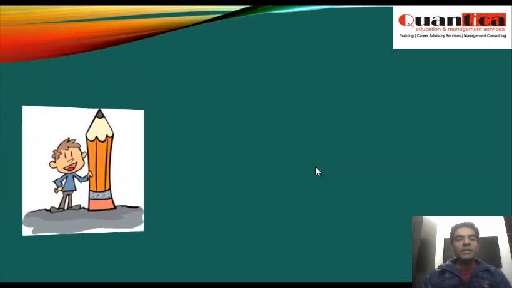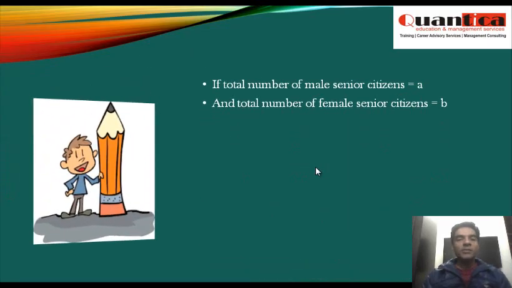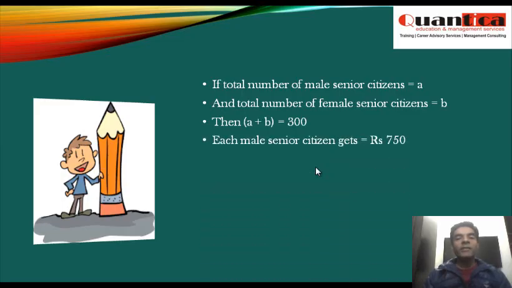Let's assume that the total number of male senior citizens is A, and the total number of female senior citizens is B. So it is given that male plus female senior citizens, which is A plus B, is equal to 300. So that's the first equation that we have got. Now it is also given that each male senior citizen gets 750 rupees as a donation, and each female senior citizen gets 1000 rupees as a donation.